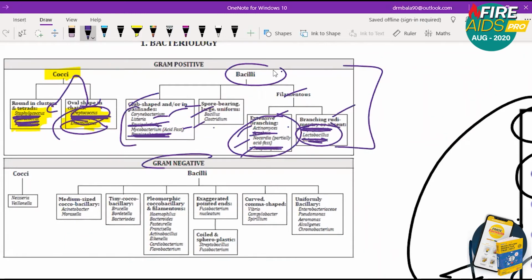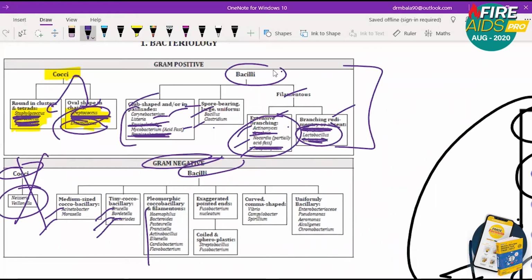Then comes gram negative, same like that, cocci and bacilli are there. So cocci is Neisseria, Veillonella. I don't think that's a question for your MCQ. So bacilli is important. Gram negative means bacilli you need to know. So in bacilli, you have medium-sized coccobacilli like Acinetobacter and Moraxella. Both are important. Tiny coccobacilli like Brucella, Bordetella, Bacteroides. They are also important.